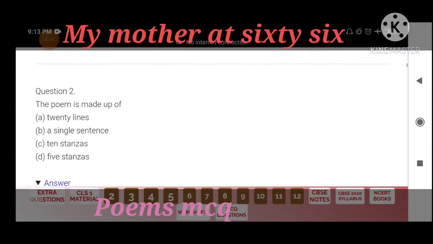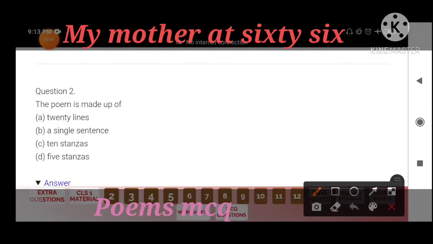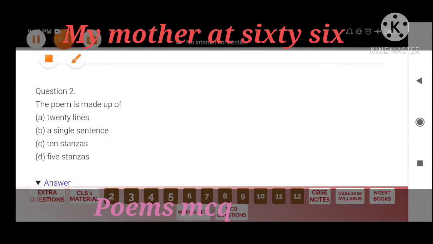Second one, the poem is made up of 20 lines, single line, 10 stanzas, or 5 stanzas. So here we can say that the answer is a single sentence, because every sentence is an individual one. There is no stanza form in this poem.